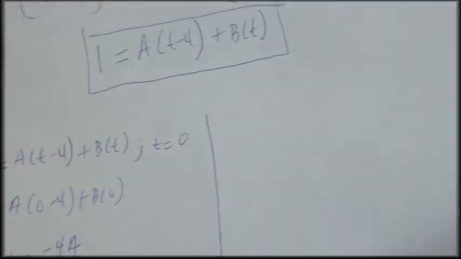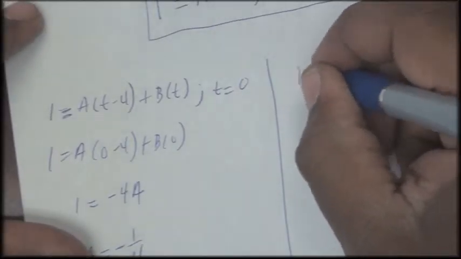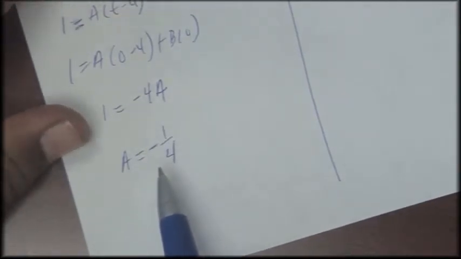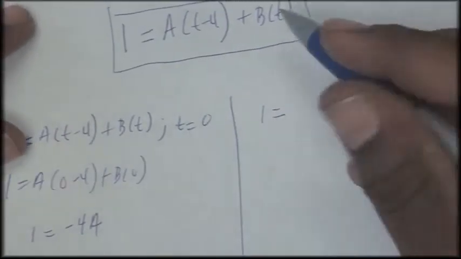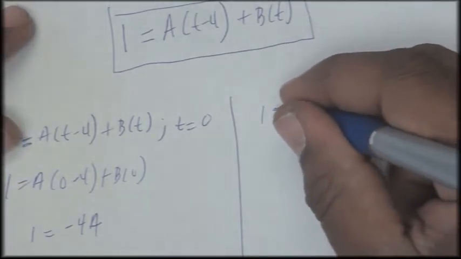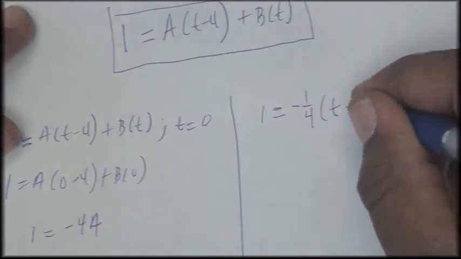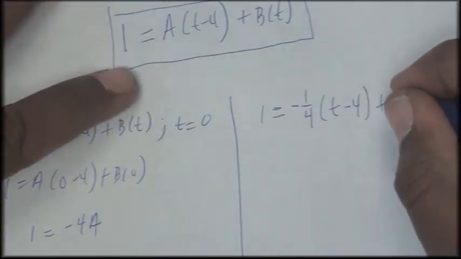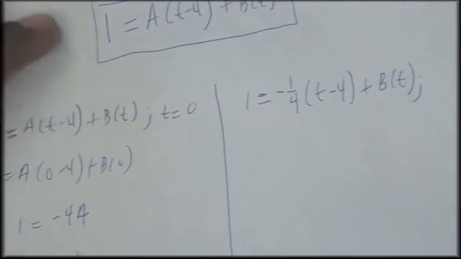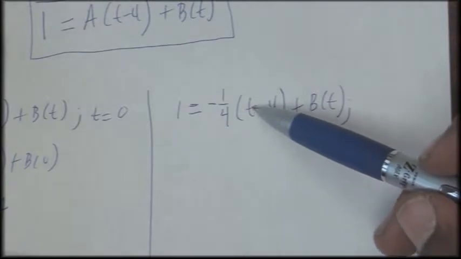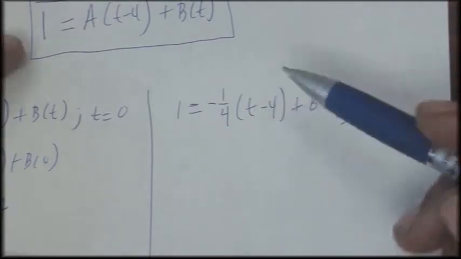The next thing I'll do is find the constant B. So I'm going to take our equation: 1 is equal to A, and notice we found A earlier, which was negative 1/4. So I'm simply going to substitute that into our formula, times t minus 4 plus B times t. And in this instance, to solve for B, I'm simply going to substitute t for positive 4.